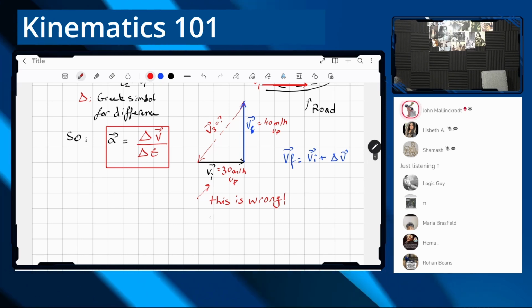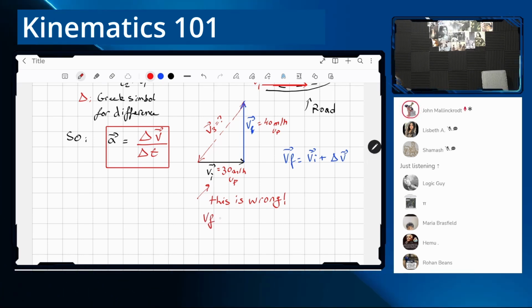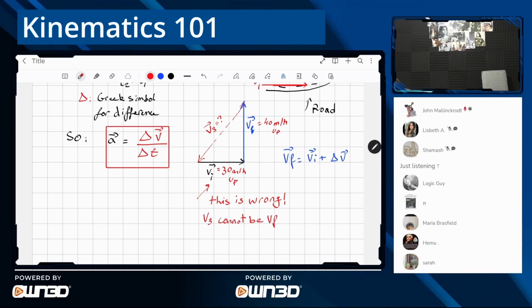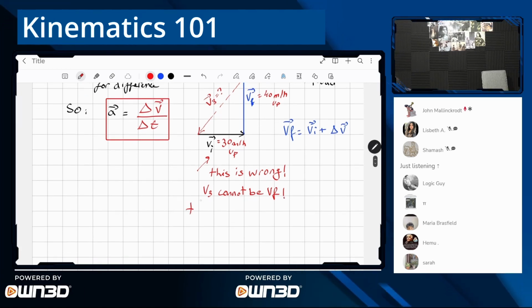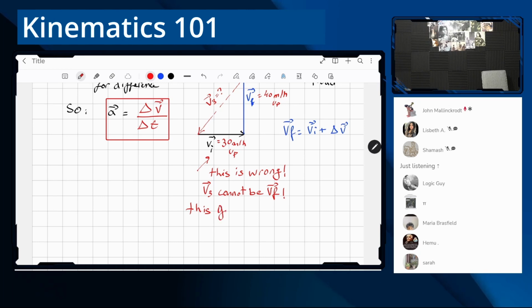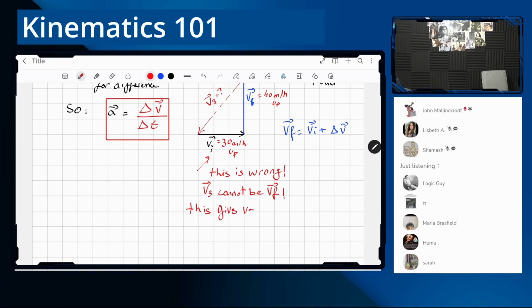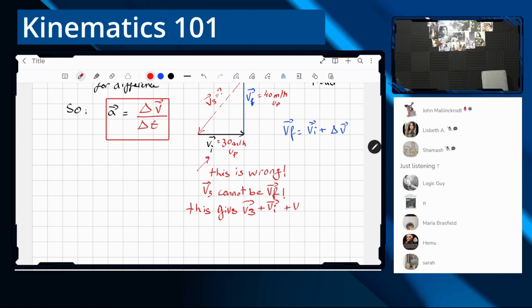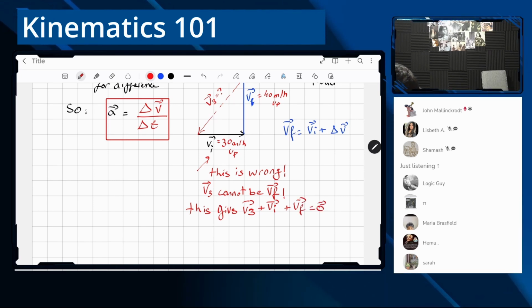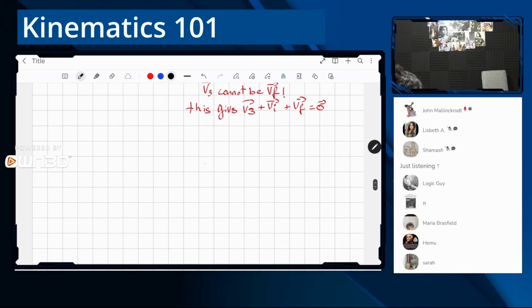Good. That's right. So actually, it's not so much that it's wrong. Shamash is saying the diagram he's drawn is wrong. It's not really so much wrong as it is another thing. It's not to the point. But now he's going to draw v initial. So start somewhere, Shamash, and draw v initial. That's right. So draw v initial.